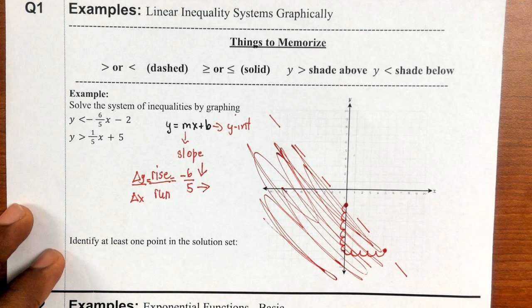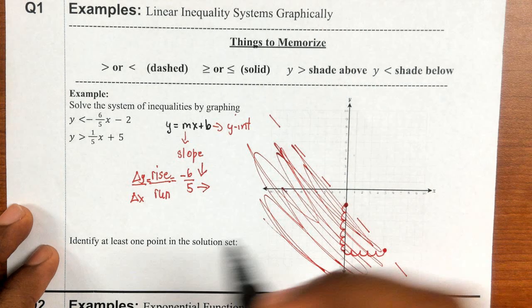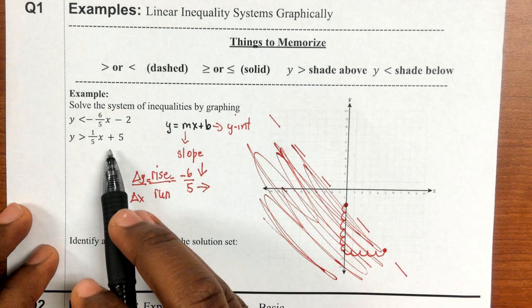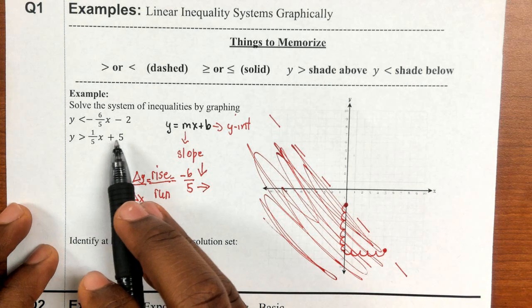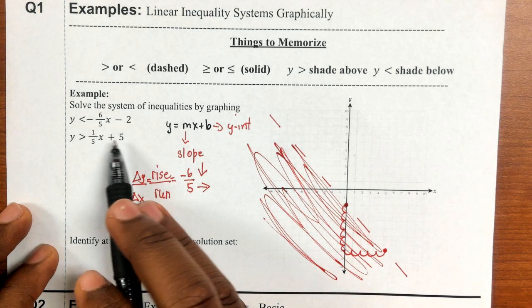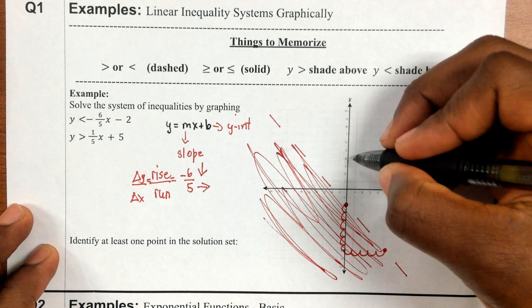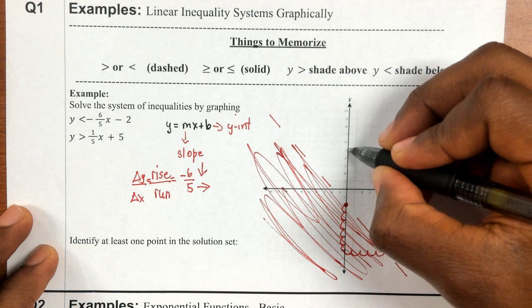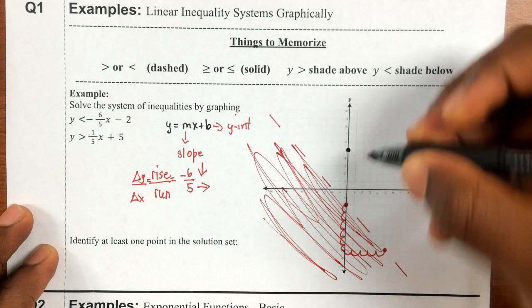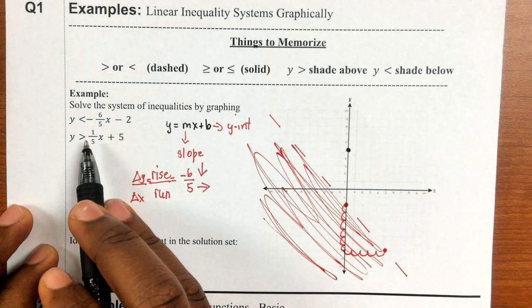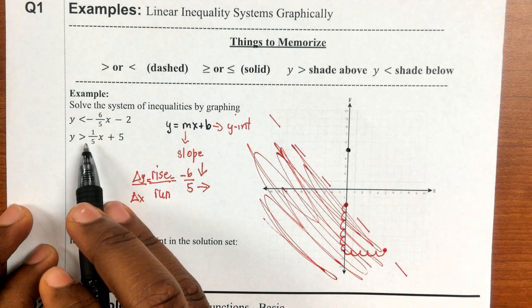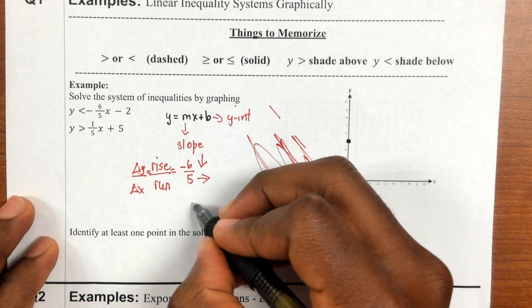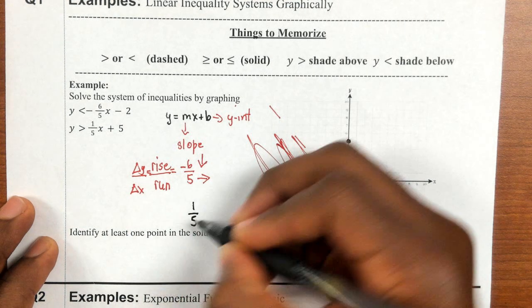Now we're going to graph the next line. As usual, the first point you graph is the y-intercept. It's like your initial or starting point. So I'm going to graph +5 on my y-axis. Now I'm going to ask myself, what does this slope mean to me? My slope is 1/5.